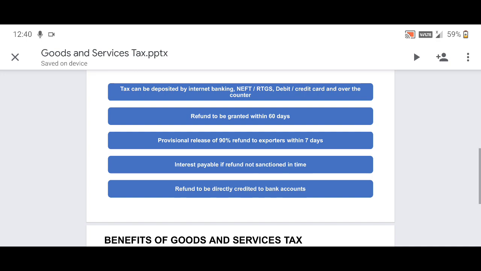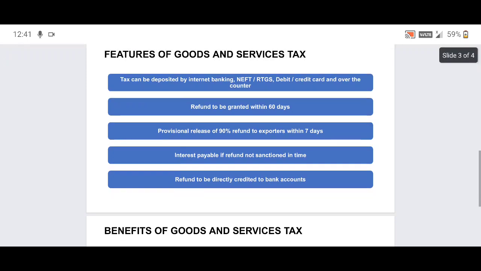Another feature is that refund is directly credited to your bank account. There is no need of having a cheque or having that GST refund in cash. The authorities will directly credit such refund to your bank accounts. So, friends, these were some important features of GST, and I hope you liked those features and you now have a thorough understanding of GST. So, friends, let's move forward to some benefits of GST.